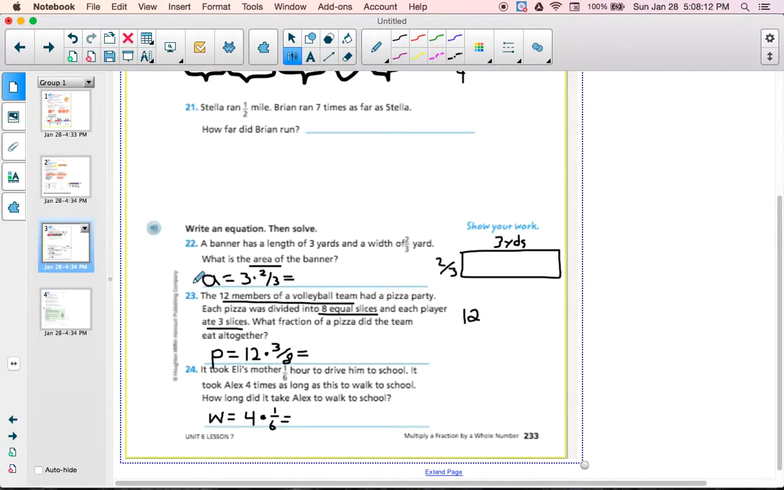All right, down here we have a banner has a length of 3 yards and a width of 2/3 yard. So the length is 3 yards and the width is 2/3 yard. We're going to have to write an equation and then solve it. So we're trying to find the area of the banner. To find the area, you multiply the length times the width. So A equals 3 times 2/3. See if you can figure that out.